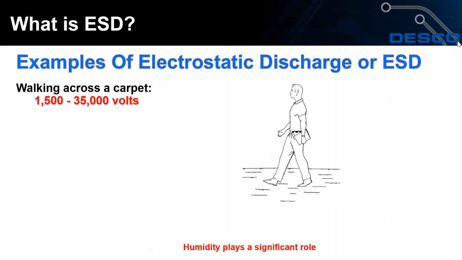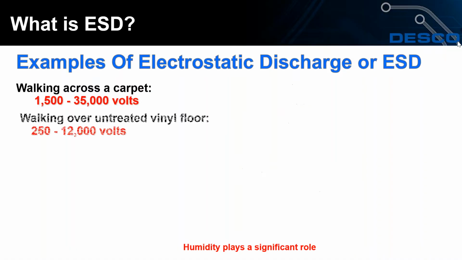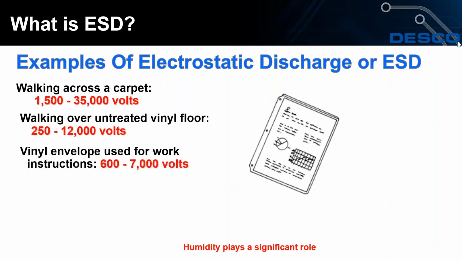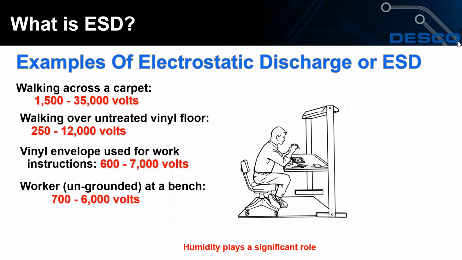So here are some examples of the charges we might generate. Walking across the carpet is very common. We've all walked across the carpet, touched a doorknob, and gotten shocked. Typically that's maybe 1,000 to 1,500 volts, and in some cases up to 35,000 volts. Walking across untreated vinyl flooring, meaning no floor finish or regular floor finish versus an ESD finish. Vinyl shop travelers, sheet protectors, plastic bags, regular polyethylene, things like that are big static generators, or what we call insulators.